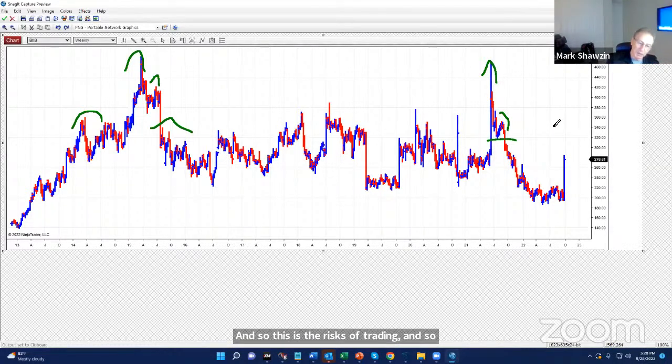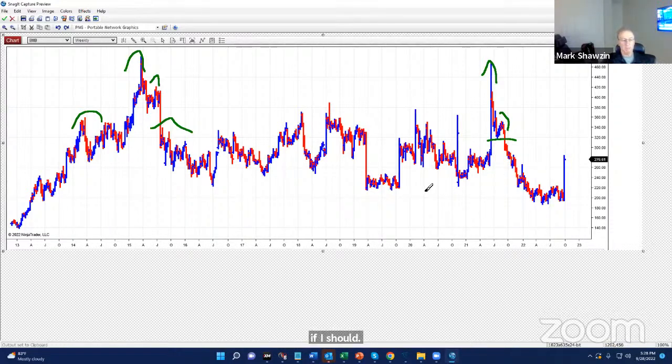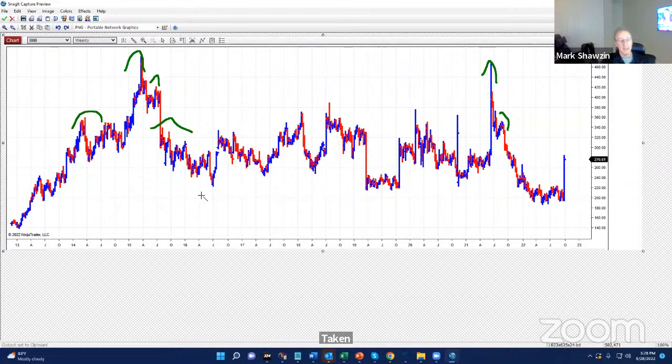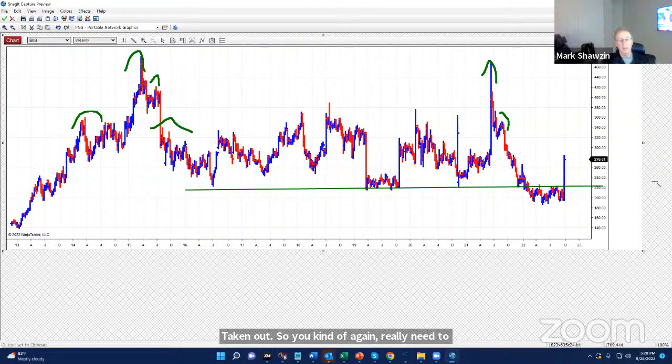I put on short trades all the time, and it makes me think that I don't know if I should do it. The problem is, for the last 8 months, everything's been coming lower and we've made a lot of money on the short side. But all you need is one of these on the wrong side and you could be seriously taken out. So again, you really need to understand what the markets are telling you.